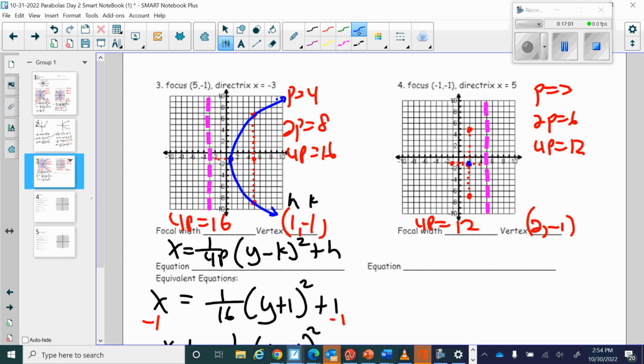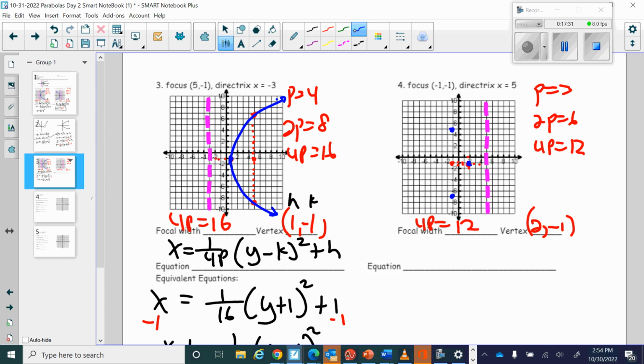Okay, I think I put this in the wrong spot. This should be over here. It should be above my focus. I put it above my vertex. Sorry about that. That should be right here, not here. Okay, remember, we put 2p-values above and below the focus. Okay, I'm sorry about that. All right, let's draw this graph now.